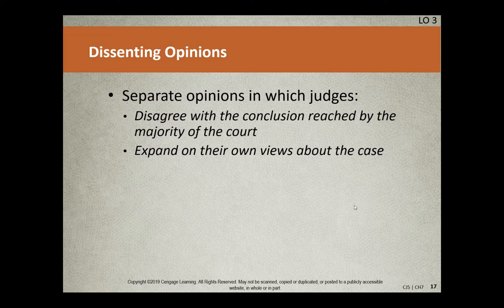So let's talk about concurrence and dissent. Often one or more justices who agree with a court's decision may do so for reasons that are different from those outlined in the majority. These justices may write concurring opinions, setting forth their own legal reasoning on the issue. And frequently, one or more justices disagree with the court's conclusion, and they may write dissenting opinions. That outlines the reasons why they feel the majority erred.